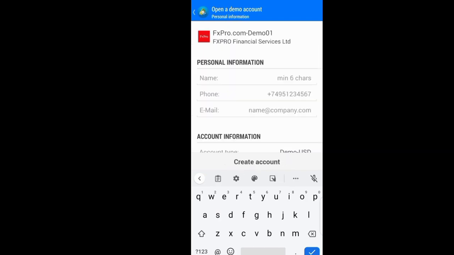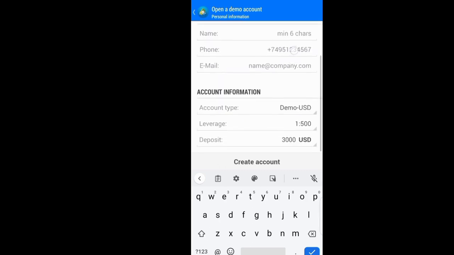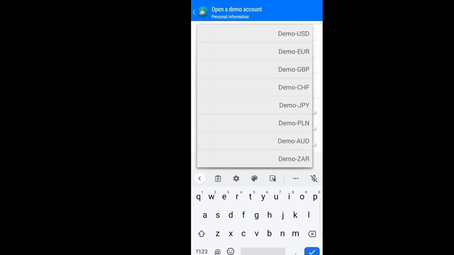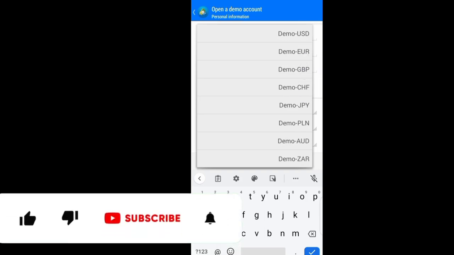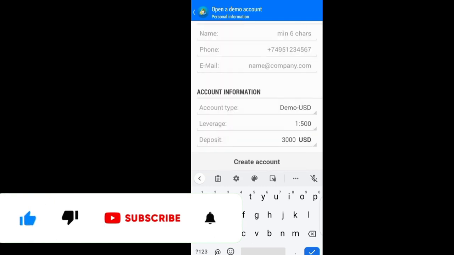Don't bother about the authenticity of the details. There's nothing that is being done with it. It's just to create a demo account, so you can put in any information. Just put in your name, your phone number, and your email address. Then select your account type and the account currency, whether you want it in US dollars, euros, or Great Britain pounds, whatever currency you want your account to be domiciled in.